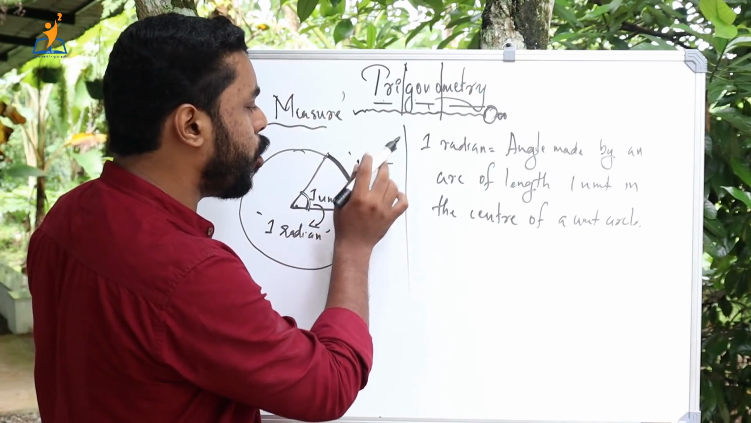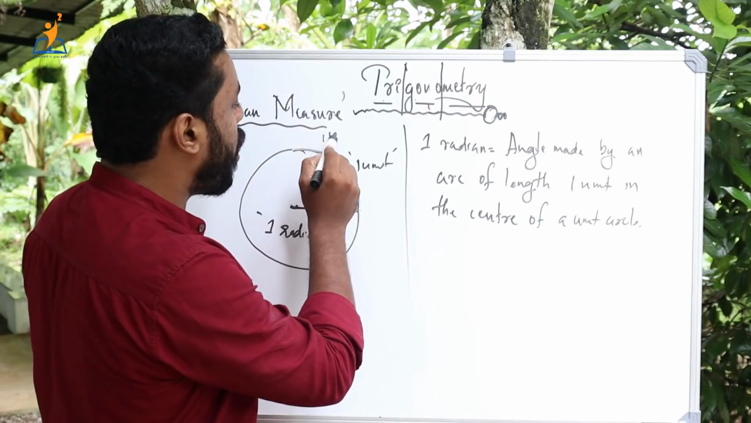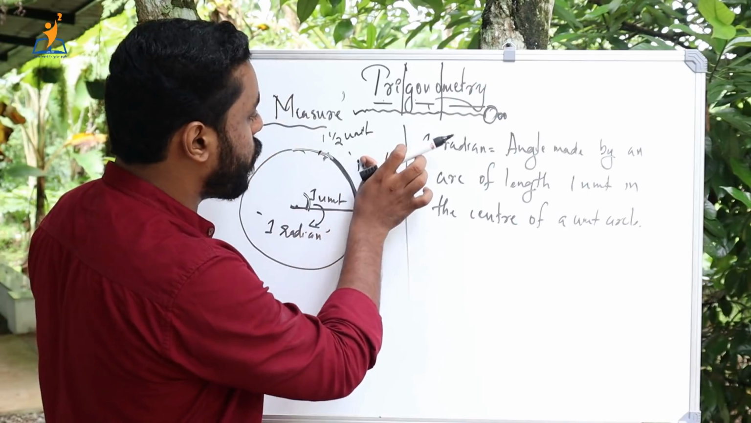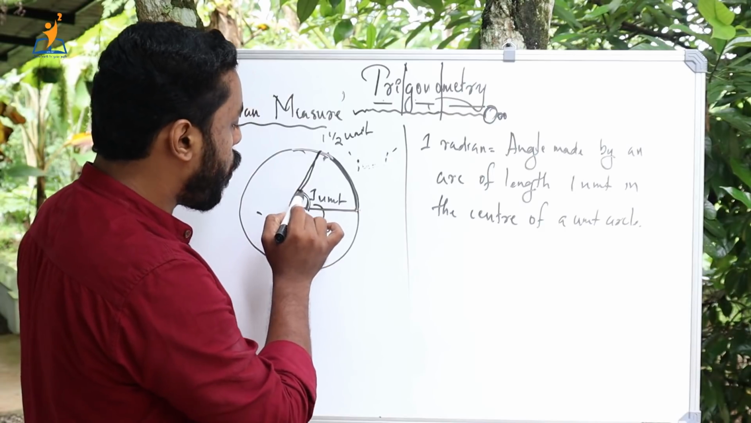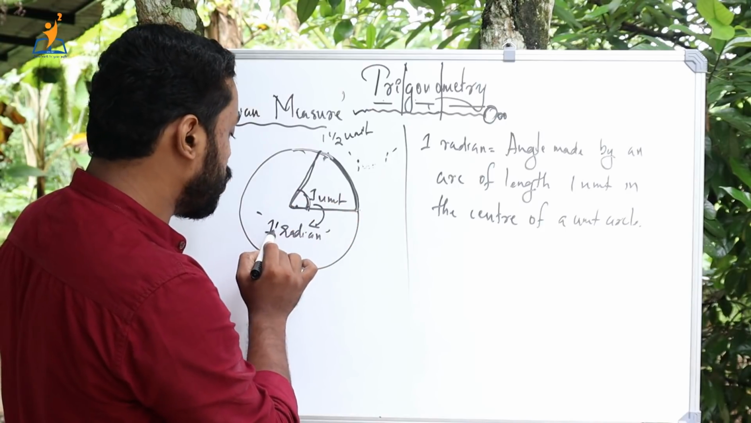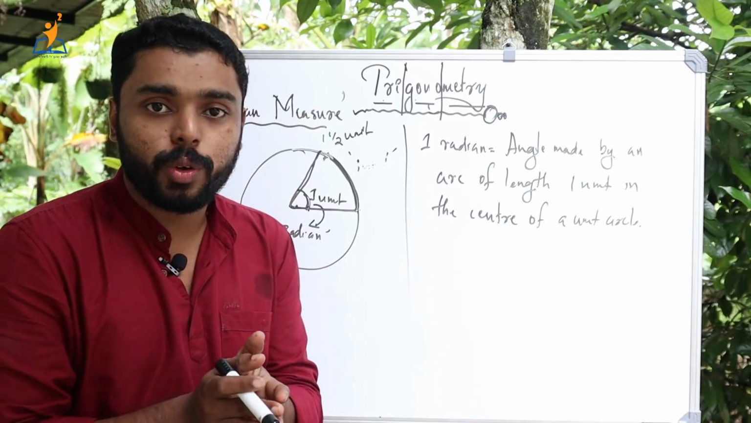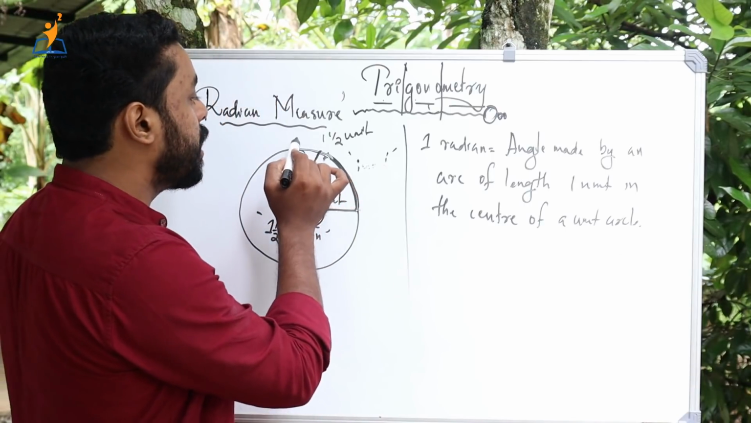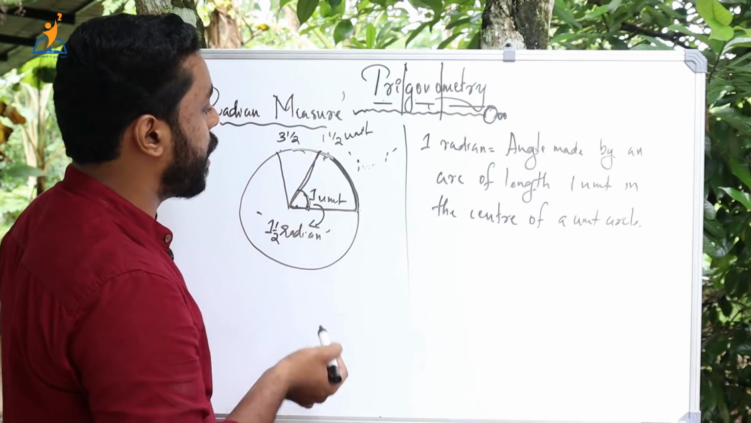Suppose that instead of an arc of length 1 unit, I am considering an arc of length 1/2 units, right? Suppose this is an arc of length 1/2 unit, then the angle made at the center by the arc of length 1/2 unit is nothing but 1/2 radian. Similarly, you can define 3 radian, 4 radian, etc. What is the only condition? The arc length must be equal to that. Suppose I have a 1/2 unit length arc, then the angle made at the center will be 1/2 radian, and so on.